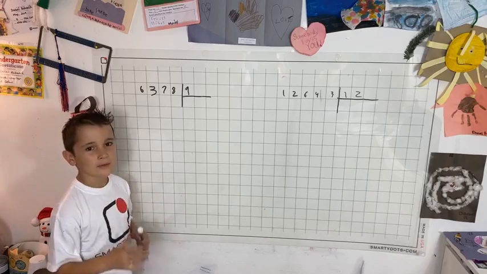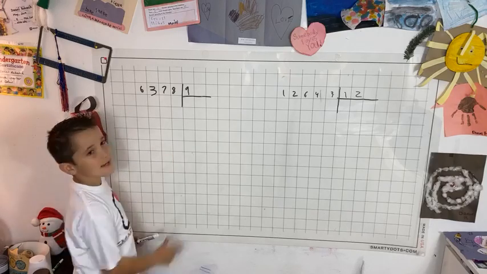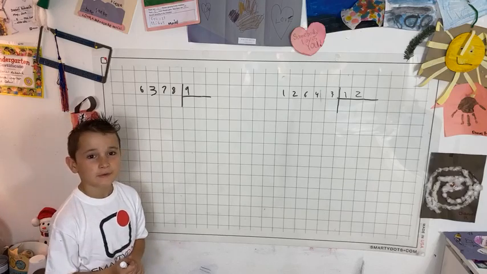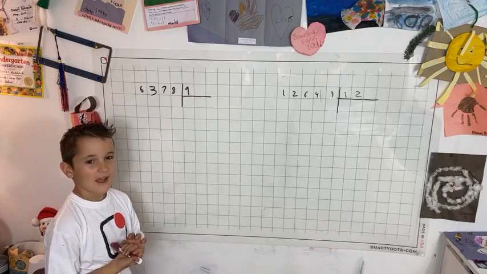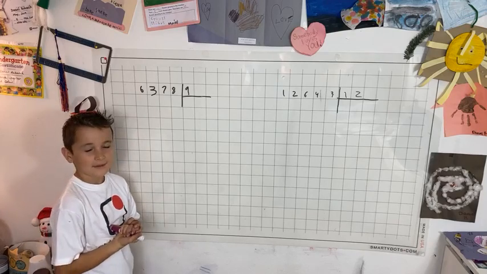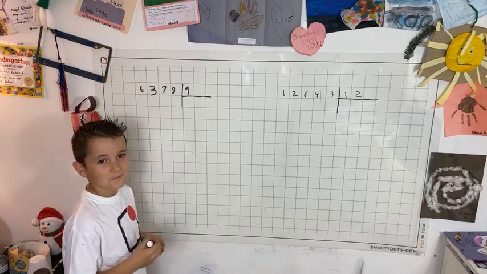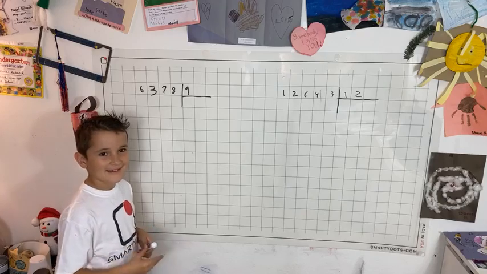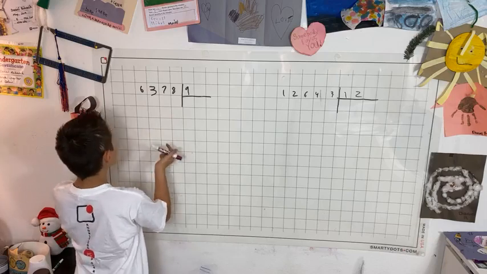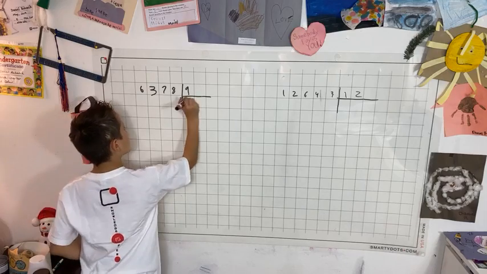63 divided by 9 equals 7, because 7 times 9 equals 63. And how do you know that? Because of the multiplication table of Smarty Dots. We also have a multiplication table by Smarty Dots, which helps you learn how to remember the multiplication table. Nice. So now we're going to write a 7.